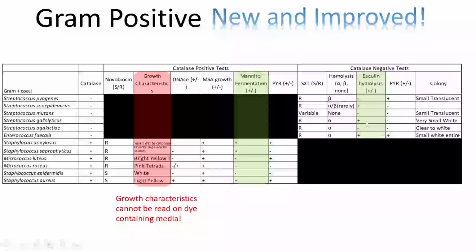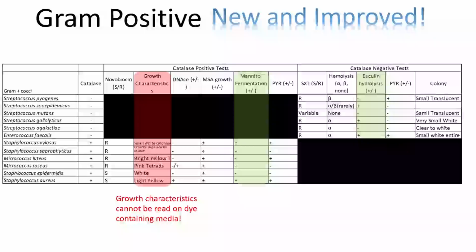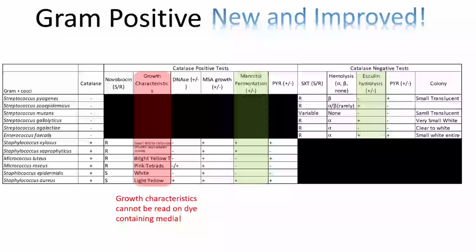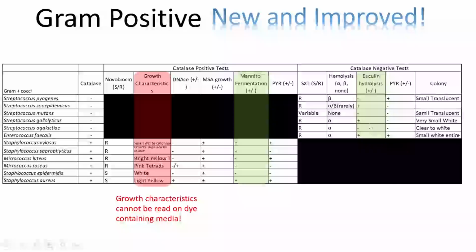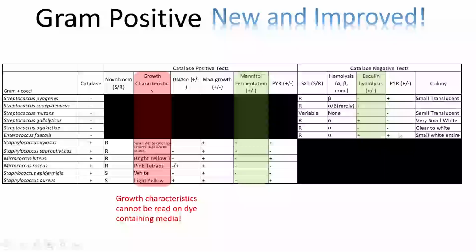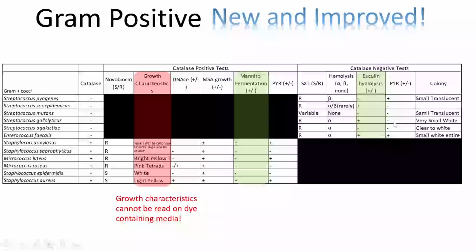So these two show these nice, strong, dark colorations, so they're pretty easy to identify: Streptococcus agalactiae and Enterococcus faecalis. I'm sorry, Streptococcus galloptis and Enterococcus faecalis both are esculin positive, so they're really easy to identify. Differentiation, of course, with Enterococcus faecalis is that it's going to be PYR positive, whereas those are all negative.